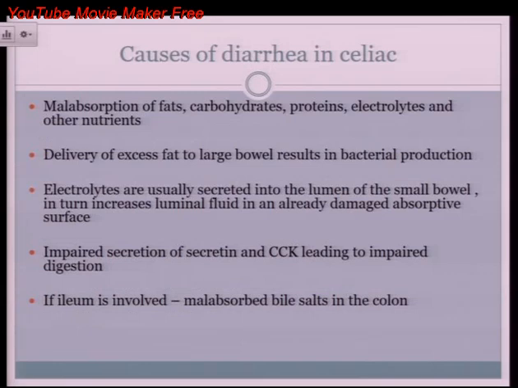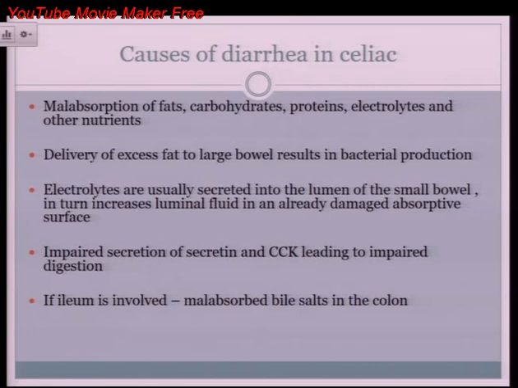So what are the different causes of diarrhea in patients with celiac disease? One is malabsorption. Malabsorption of fat, carbohydrates and proteins, electrolytes and other nutrients can cause diarrhea. Patients with celiac disease also have, because of malabsorption, excess fat that goes into the colon.